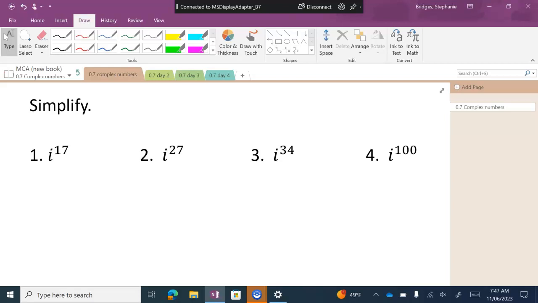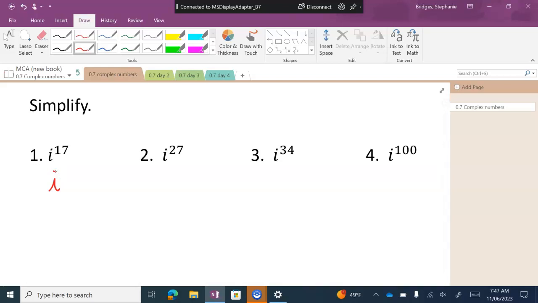i to the 1st, 2nd, 3rd, 4th. This one is the same as i to the 5th, i to the 6th, i to the 7th, i to the 8th, correct? So we'd go back up. i to the 9th, 10th, 11th, 12th, 13, 14, 15, 16. So i to the 17th would be the same thing as i to the 1st, which is just i. Okay. So I can always count using those first 4 and just count till I get to that exponent.